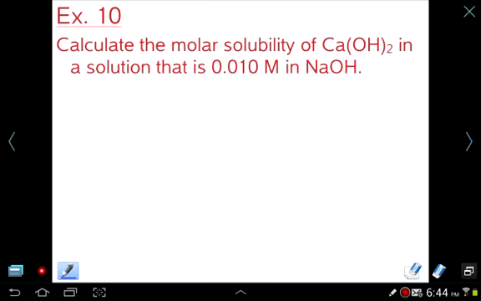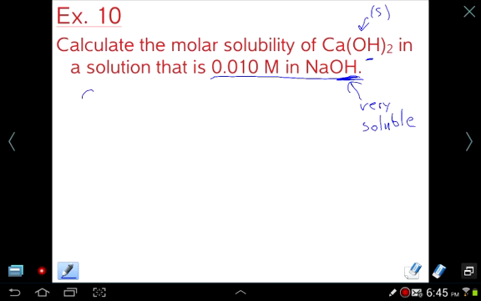So why don't we do a little calculation of this. Here it says calculate the molar solubility of calcium hydroxide in a solution that already contains some sodium hydroxide. Now sodium hydroxide is very soluble, and calcium hydroxide is not. Calcium hydroxide is a solid. So we can set the solution up with already some present ion, and that will affect the solubility of calcium hydroxide. Let's go ahead and do this as an ICE box, and the ICE box will be referring to calcium hydroxide.